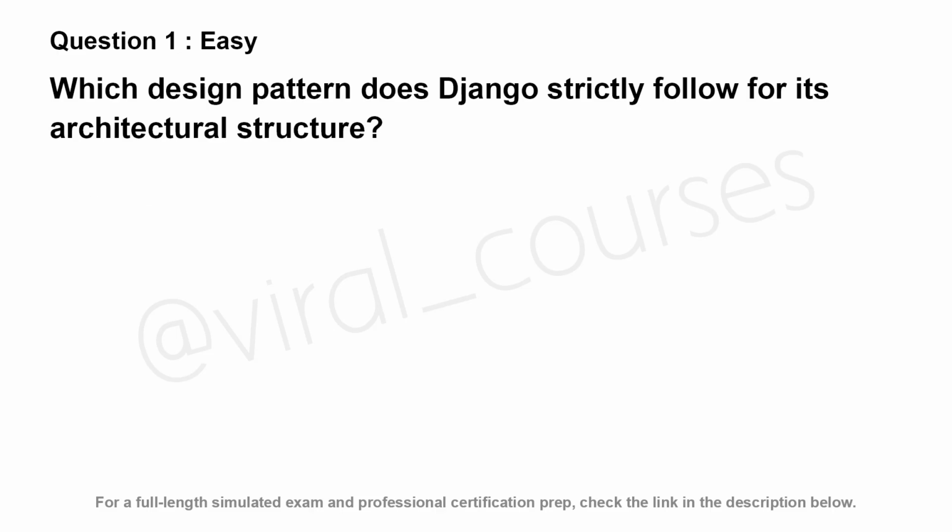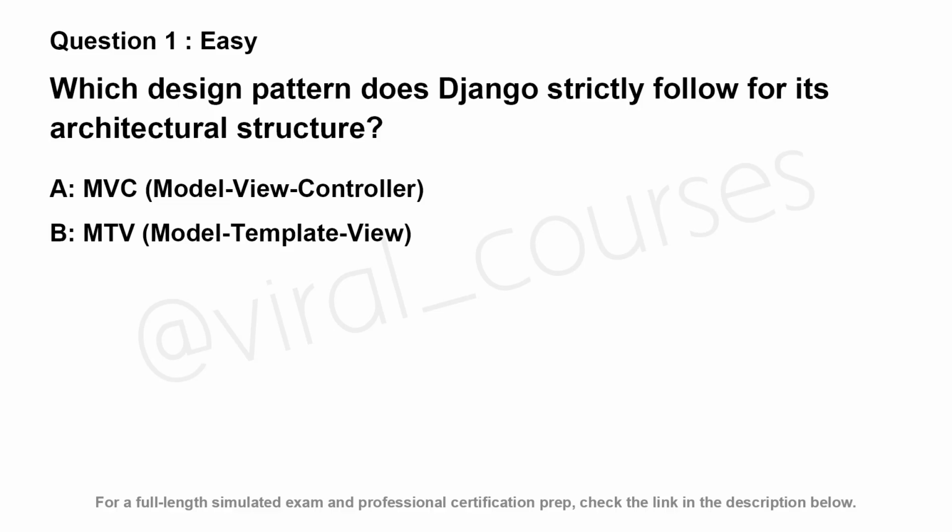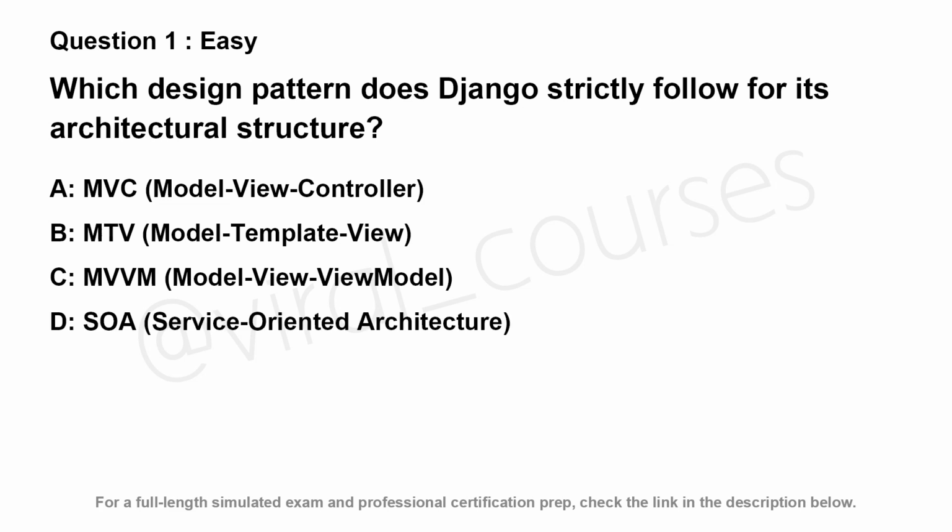Which design pattern does Django strictly follow for its architectural structure? Option A, MVC, Model View Controller. Option B, MTV, Model Template View. Option C, MVVM, Model View ViewModel. Option D, SOA, Service-Oriented Architecture.